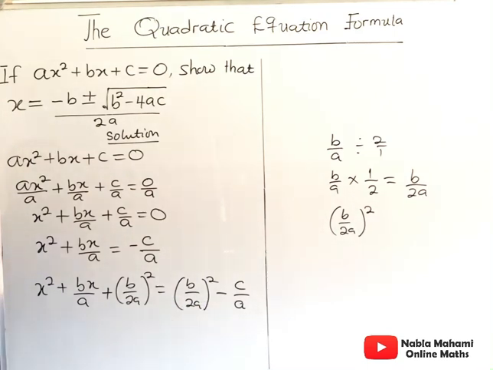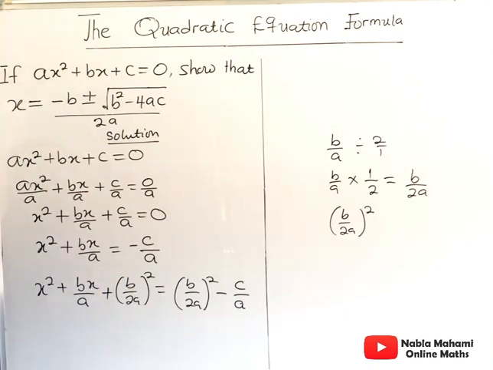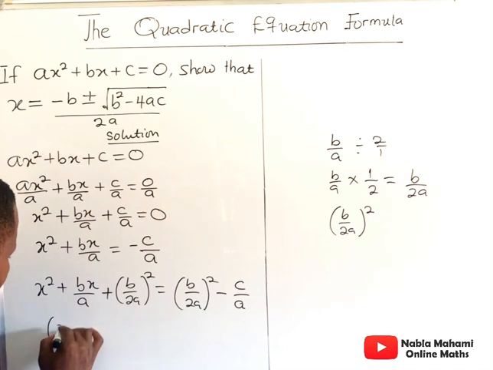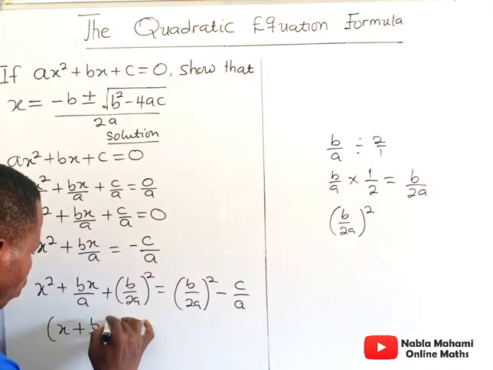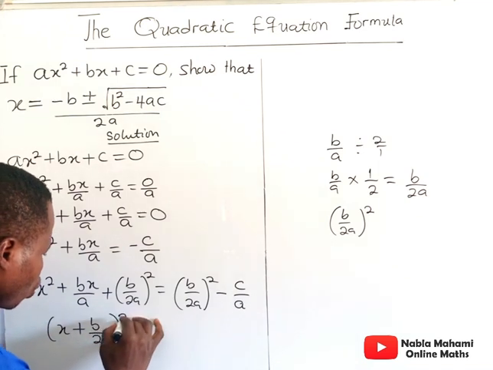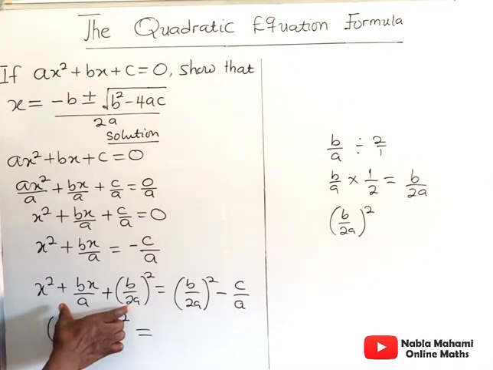Now, to continue, you take the left hand side and change it to a complete square. What it means is that these three terms is in the form of a complete square. And to change it, it will now be x plus b over 2a all squared. This means that if I expand this, I'll get this particular result. This is the same thing as this.